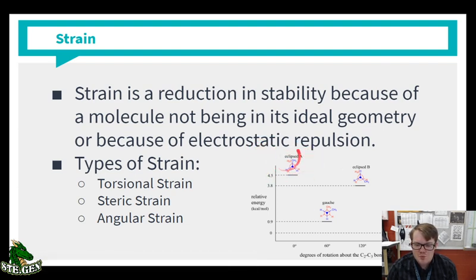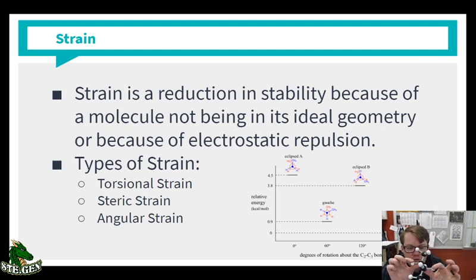There may be a question on the test that asks you to draw an energy curve as you rotate this thing. So let's start from our anti-configuration. As you are doing a full rotation of that sigma bond, you can draw what the energy is.